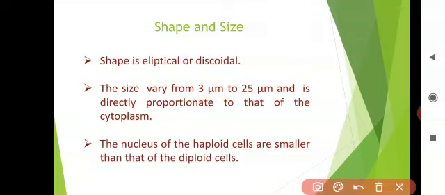So, you all know what is haploid cell and what is diploid cell. If the cell consists of n number of chromosomes, we call it as haploid cell. If the cell consists of 2n number of chromosomes, we call it as diploid cell. The size of the nucleus in haploid cell is smaller than that of the diploid cells.